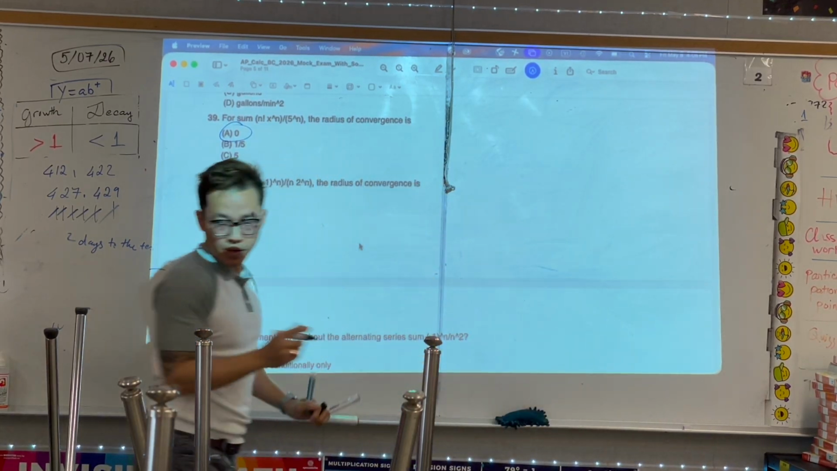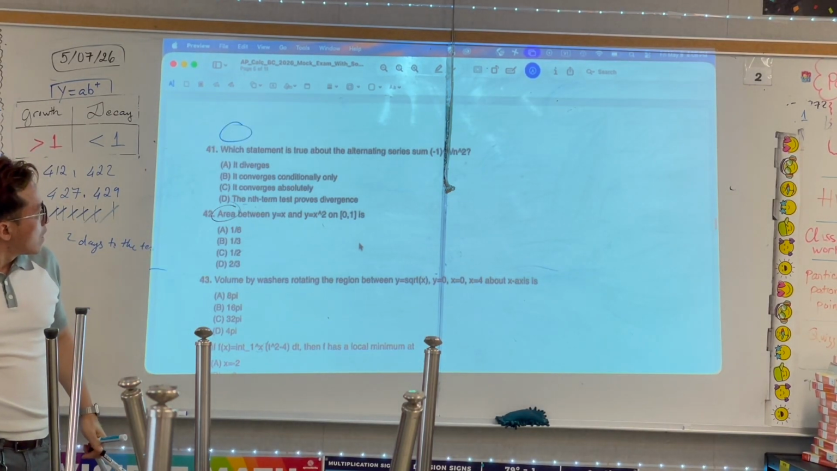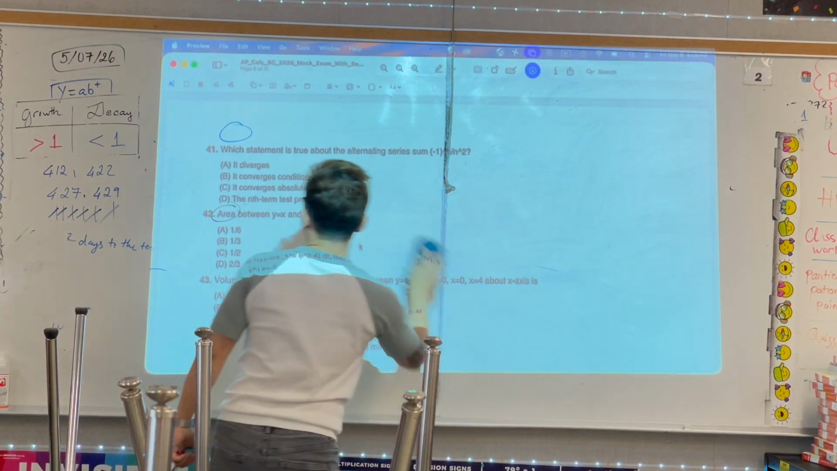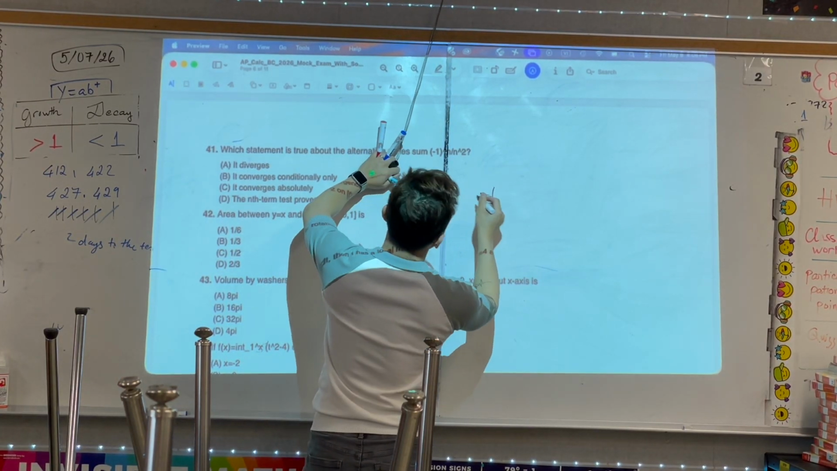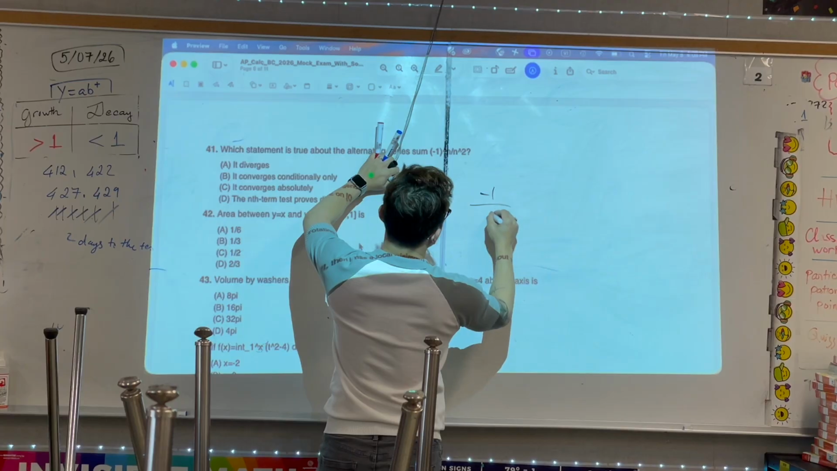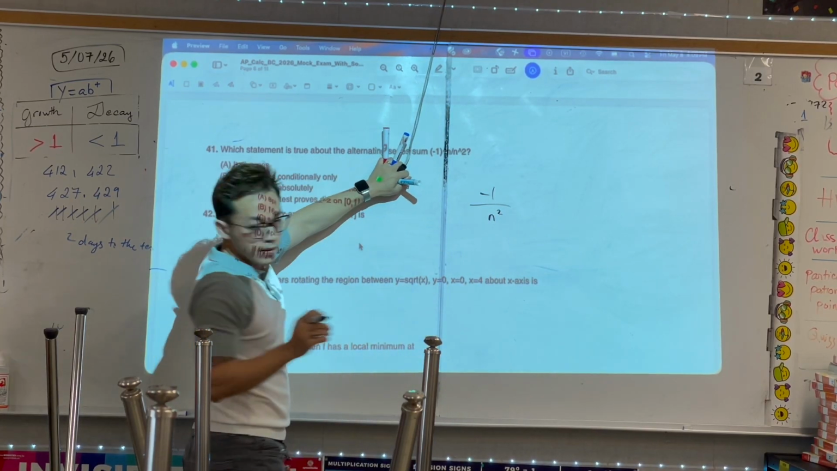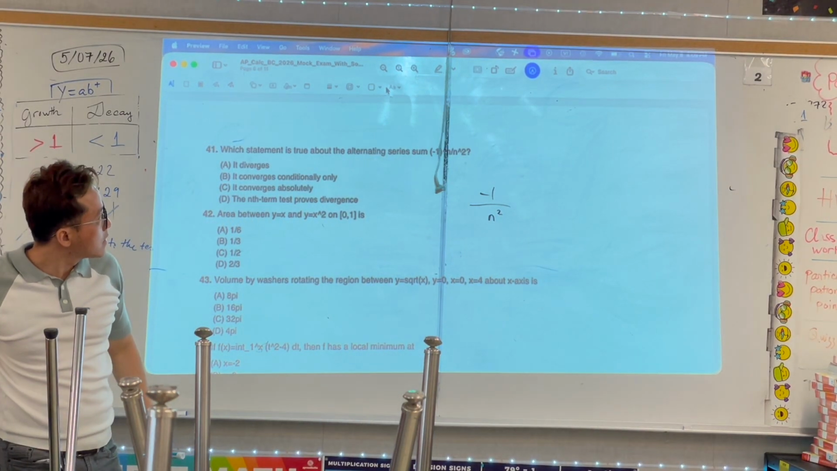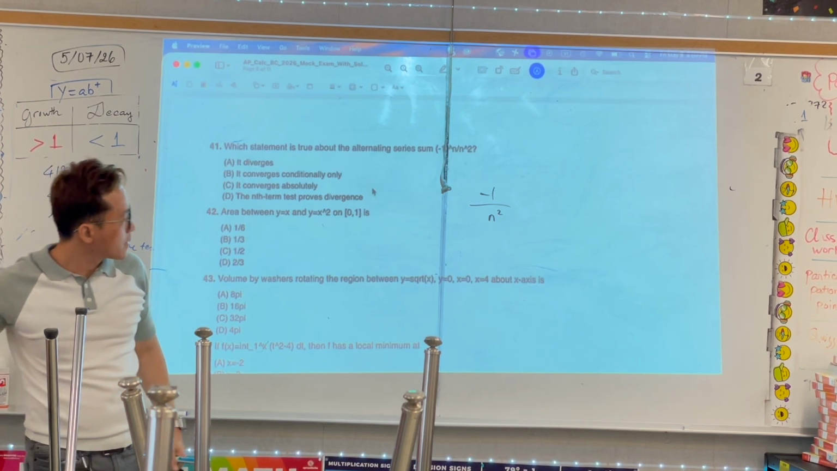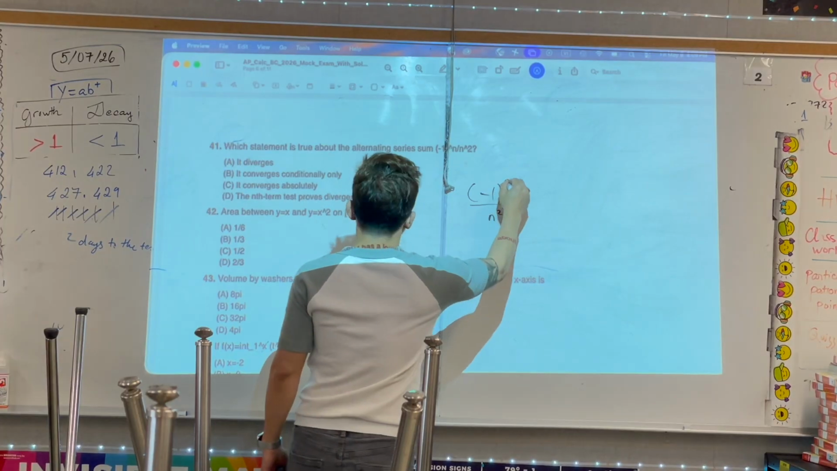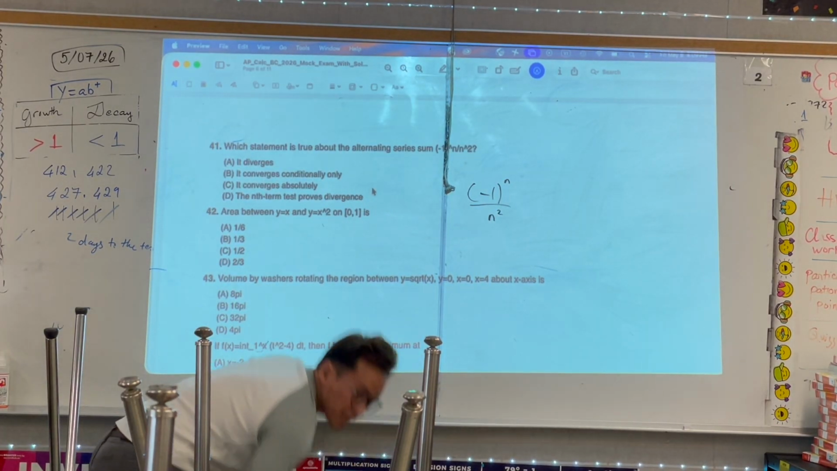Alright, 41. Similar amount, alternating series. Okay, alternating series, -1 to the power n. So -1 to the power n, this is an alternating series.